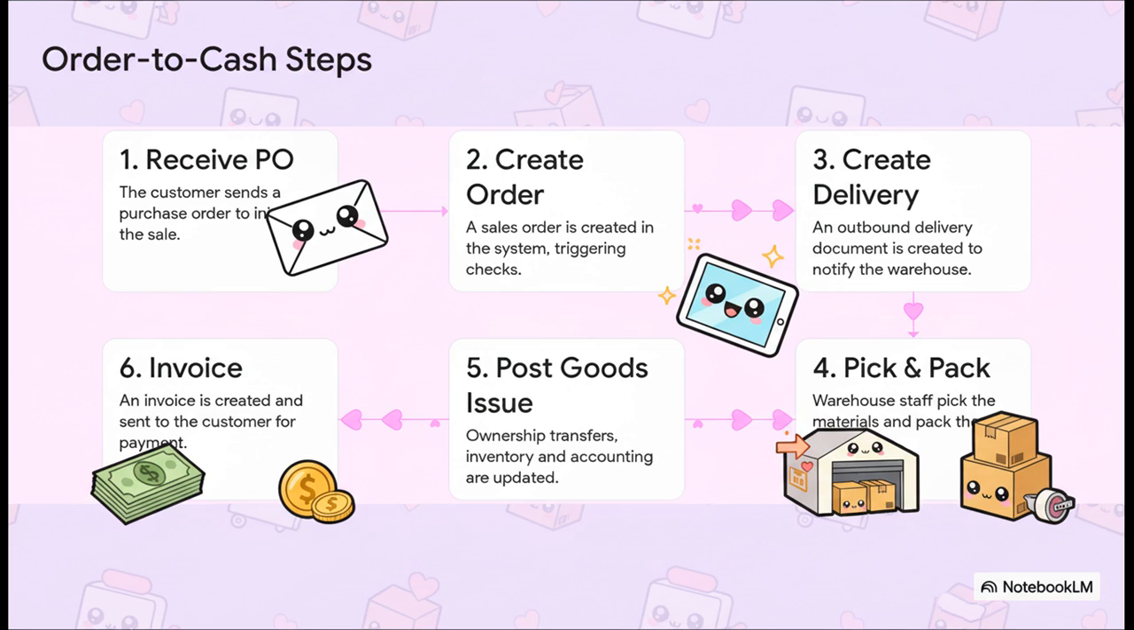Then comes a really critical step, post-goods issue. This is the point of no return. It's when the products legally belong to the customer and our inventory and financial books get updated instantly. And the final step? We create the invoice and send it off so we can get paid.